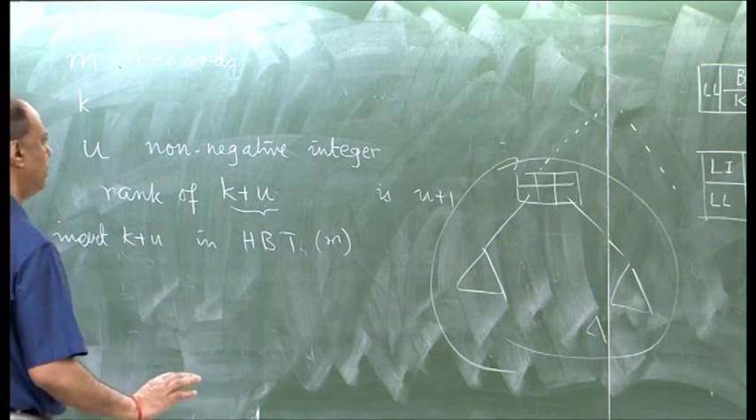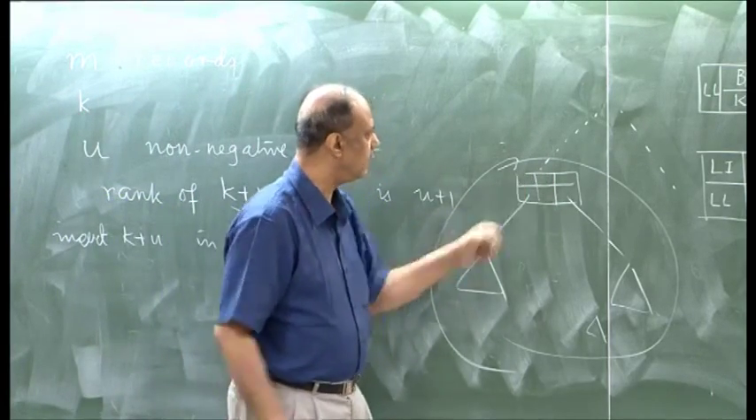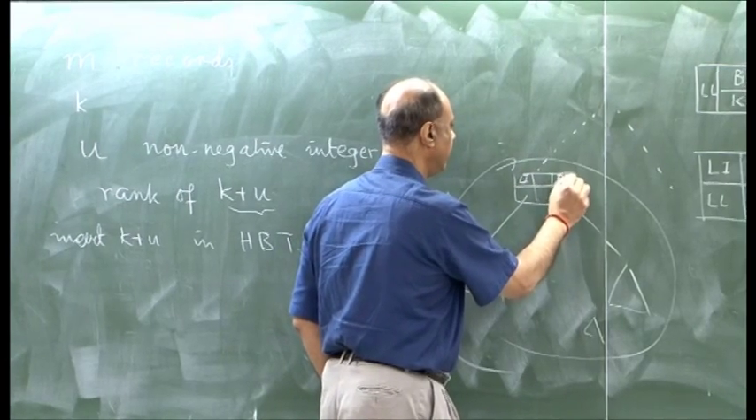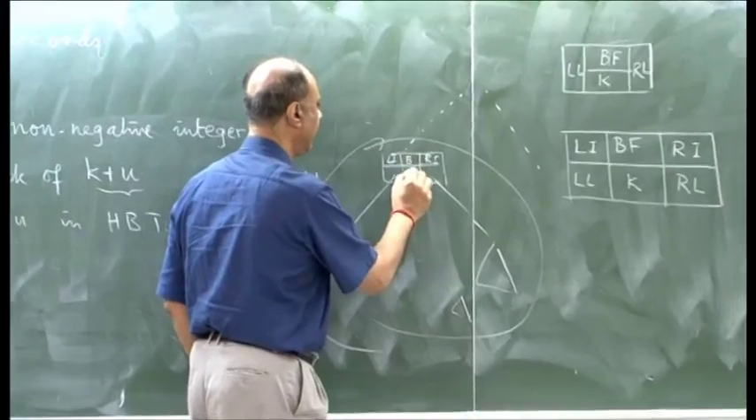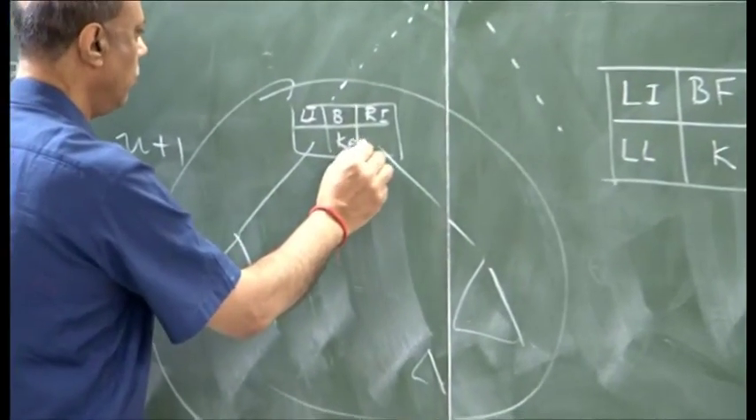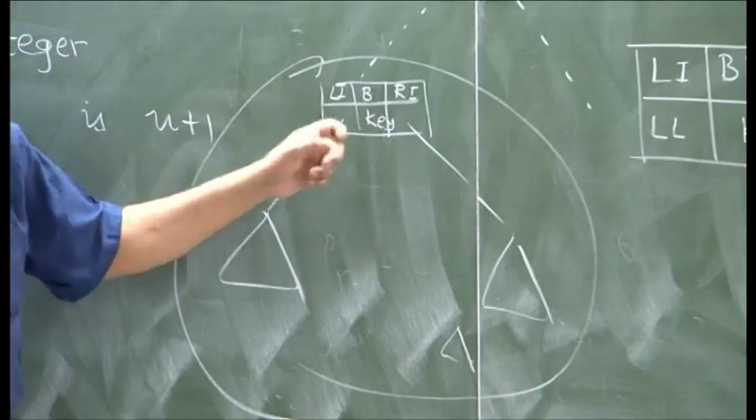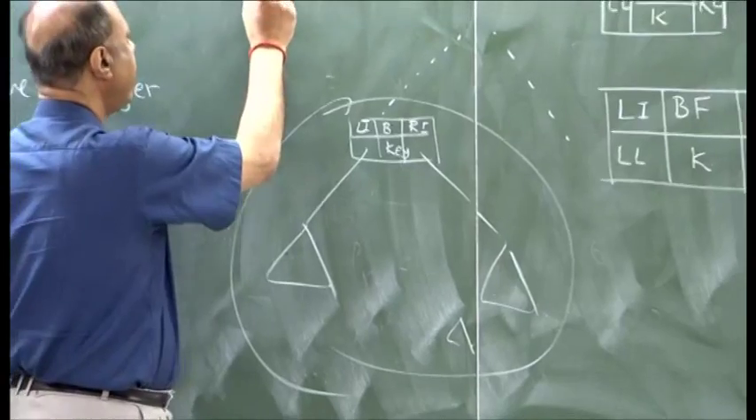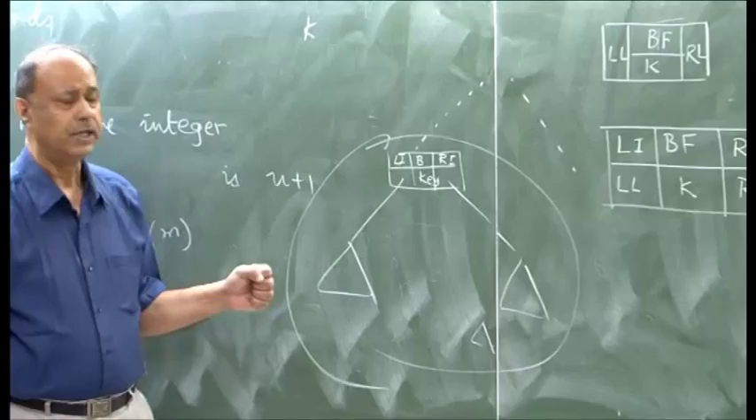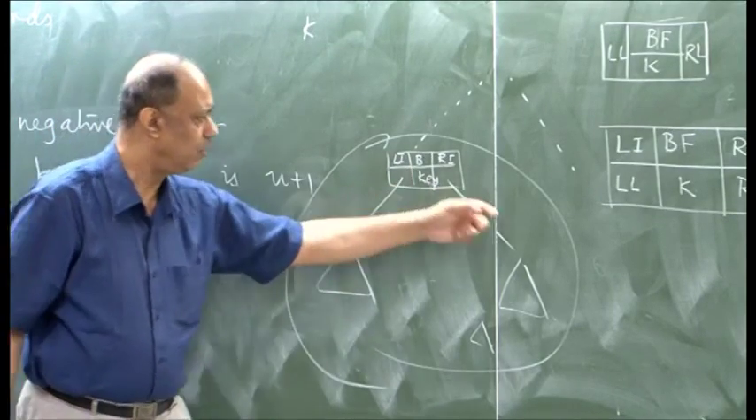So, general procedure. I know this left information field, I know the right information field, I know the balance factor, and I know the key value of this node. Now, for the k plus u to be inserted into this node, you try to understand this one, then either it will follow this path or it will follow this path.